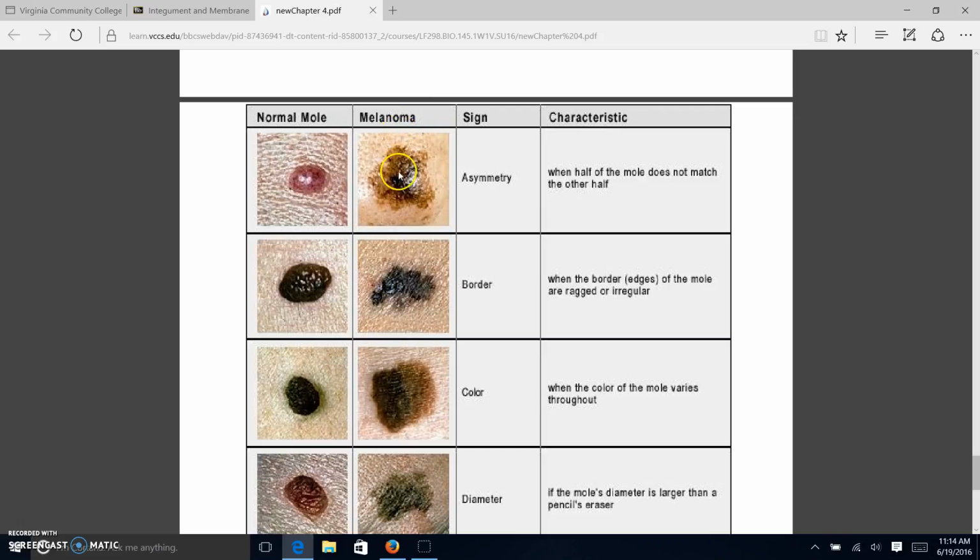So looking at these particular moles, for instance, melanoma is the most dangerous of the skin cancers. If you don't get anything else out of this lesson, please look at this, because this could be something that can save your life or save the life of somebody that you know. So the first thing is asymmetry.